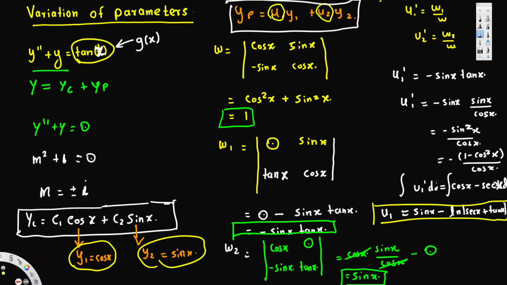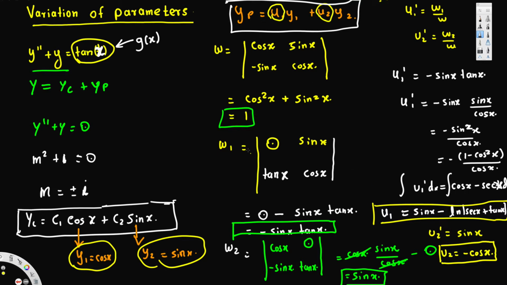And now we have to find what u2 is. u2 prime is equal to w2 over w. w2 is sine x over w is 1, so sine x, and if you integrate sine x, that's going to be negative cos x. So u2 is equal to negative cos x. Now we have u1 and u2. Finally we have to find the particular solution.